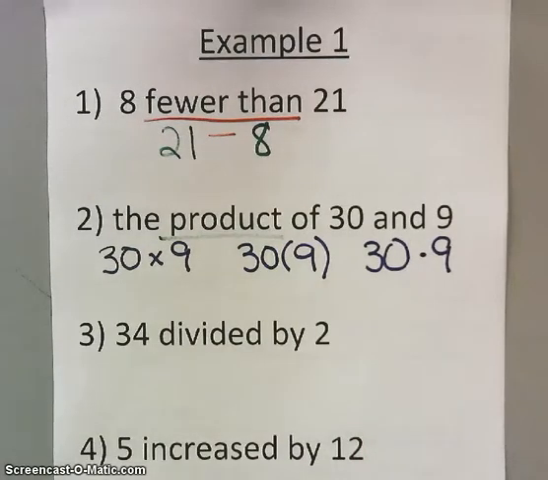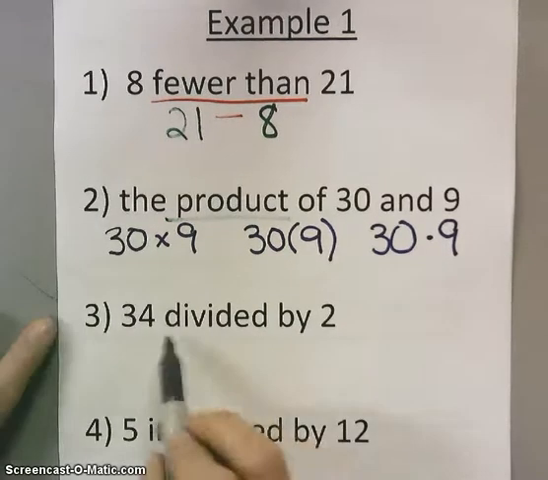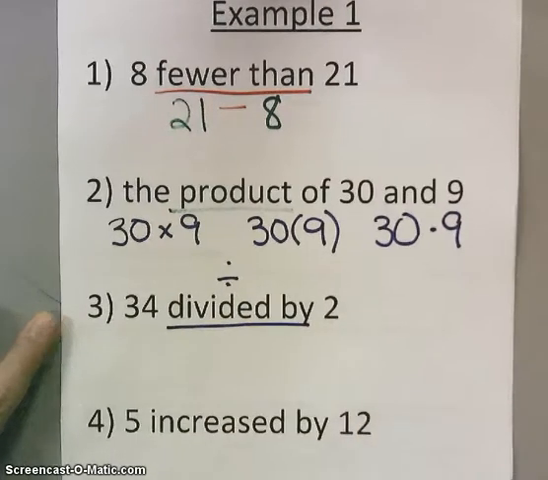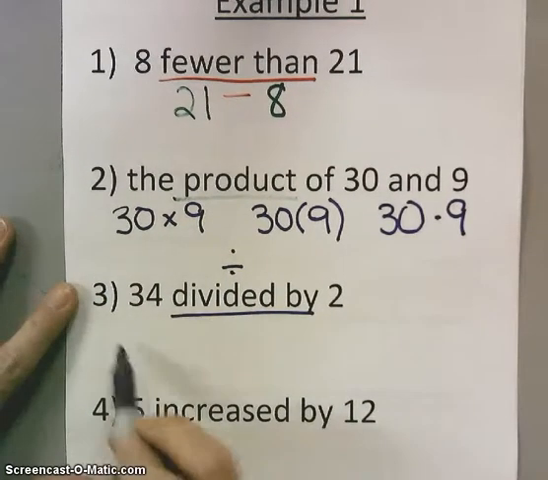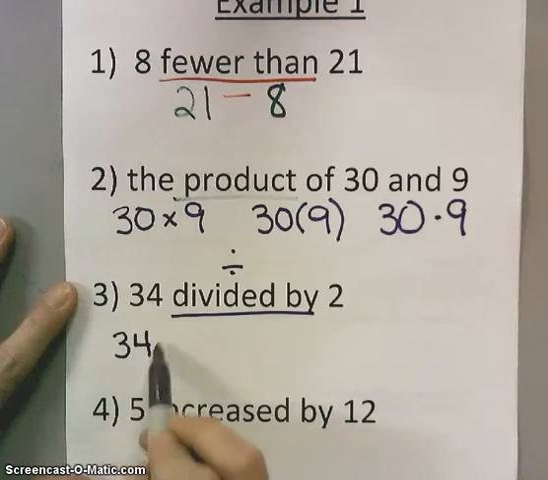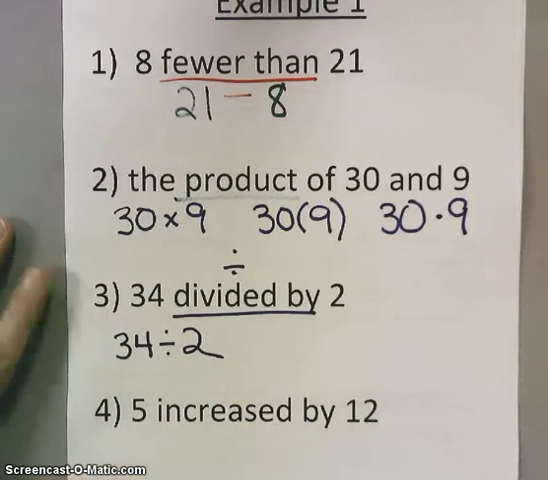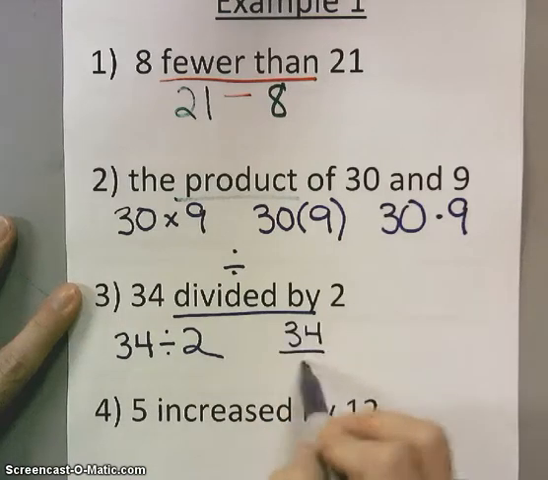The next one is 34 divided by 2. Well, this one's pretty straightforward. It says divided by. So I'm pretty sure that's going to be our division. And it's just 34 divided by 2. So once again, how we've usually seen division with our division sign. And then what we learned about the other day, we can actually write that as a fraction, 34 divided by 2.